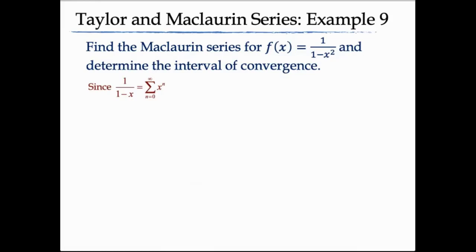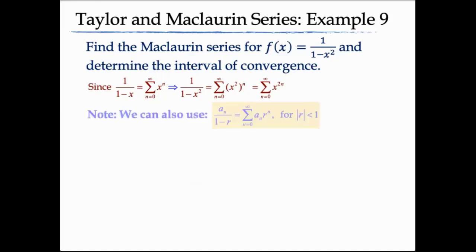So I already know that 1 over 1 minus x is the summation as n goes from 0 to infinity of x to the n. So I'm just going to replace this x with an x squared. I'm just going to substitute in an x squared there. And we're just going to get that it's equal to the summation as n goes from 0 to infinity of x to the 2n power. And that's it. So that's our series. Well, what about our interval of convergence?